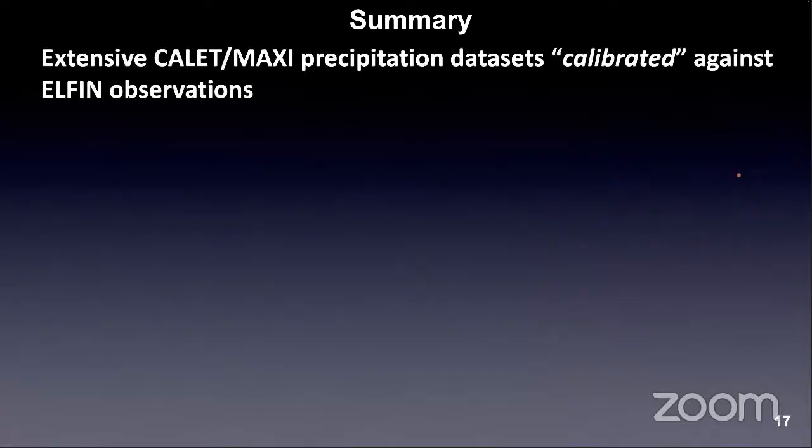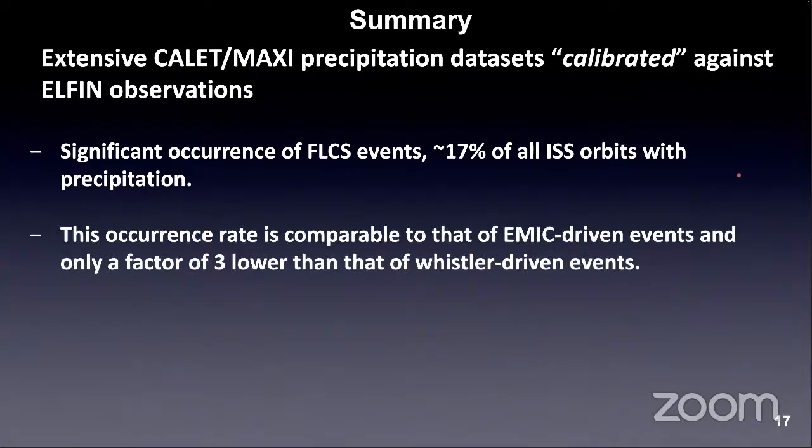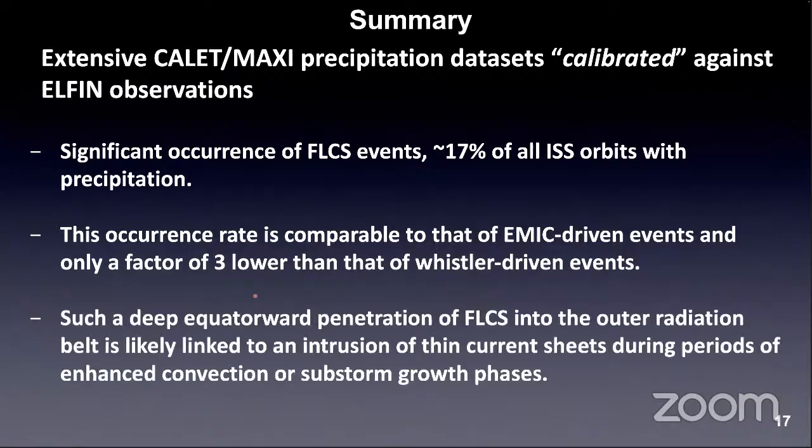So just to quickly summarize, we have been using this so-called calibrated data set from CORRELATE and MAXI to look at the occurrence rate of field line curvature-driven scattering at the outer radiation belt, low L-shell. We found about 17% of all ISS orbits with precipitation have this isotropic boundary present. And this occurrence rate is actually quite high, comparable to the EMIC-driven precipitation in the radiation belt, and only a factor of 3 lower than those wave-driven precipitation.